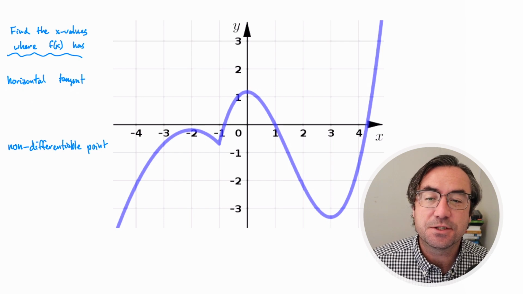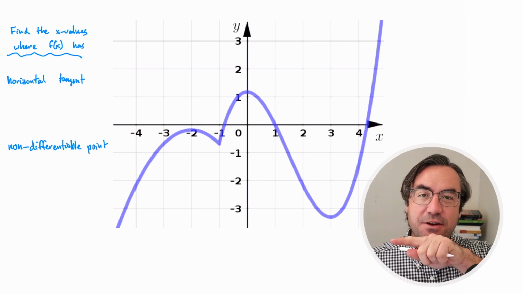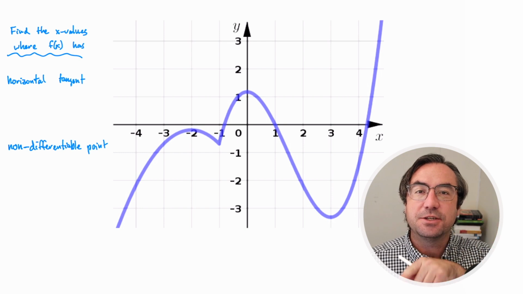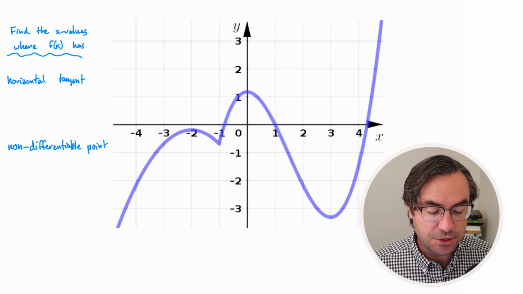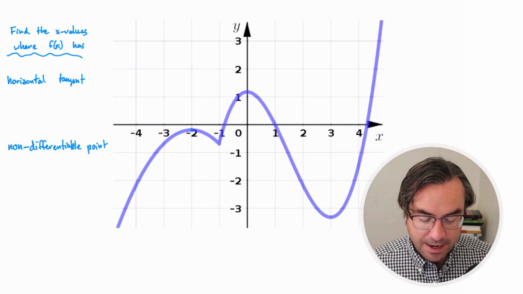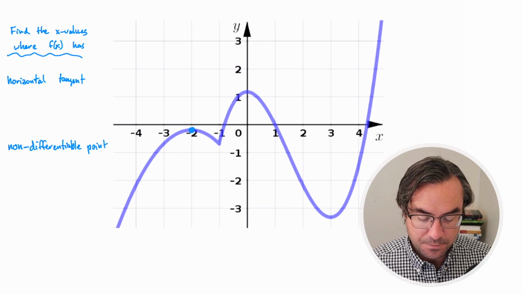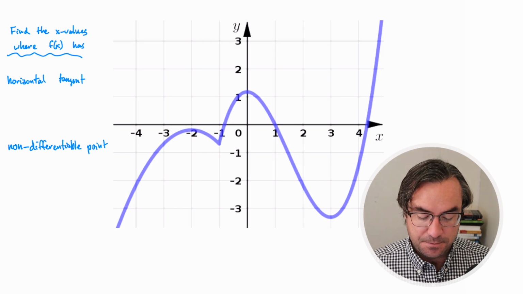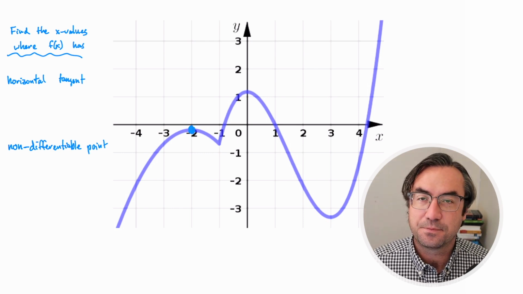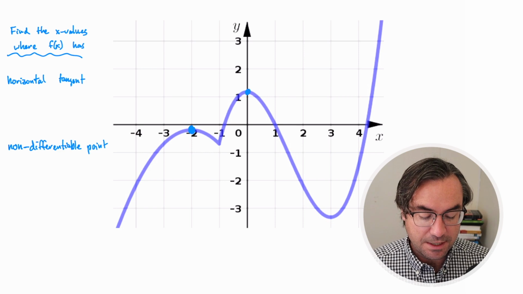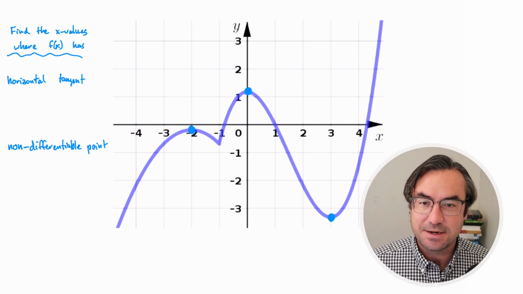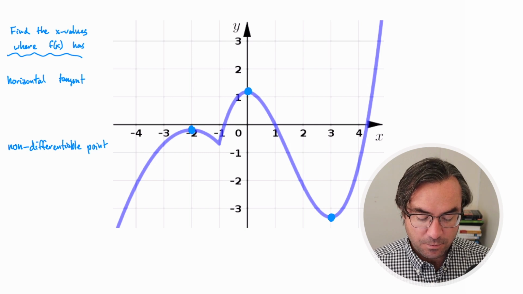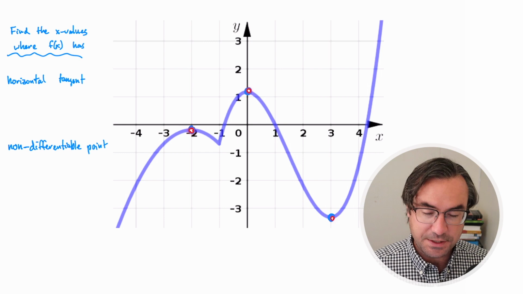These are all the places where our graph has a nice rounded shape, where it flattens out. We see there's three locations where this happens. We have a horizontal tangent right there, we have a horizontal tangent right here, and we have a horizontal tangent down over here. We want to know the x values where these points happen.